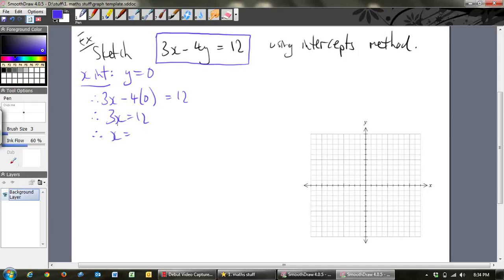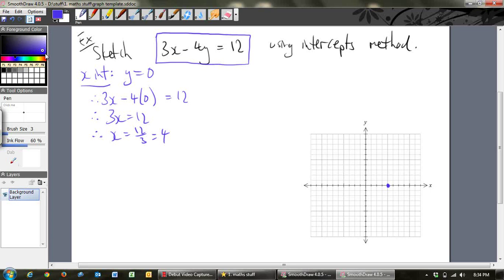x equals, how do we solve this? Divide by 3, 12 over 3, which is 4. In other words, your x-intercept is 4. In other words, where it crosses the x-axis is at 4. So I'm going to put that on here now. 1, 2, 3, 4. It's going to cross at that point there. The x-intercept is 4. Good.